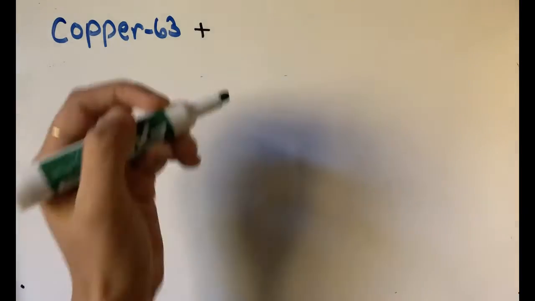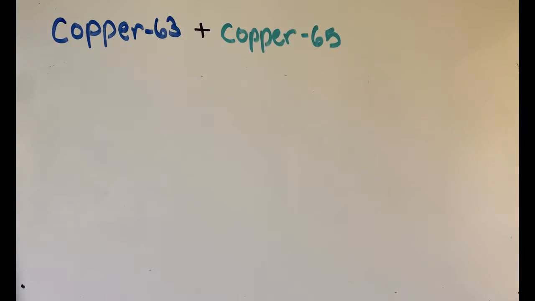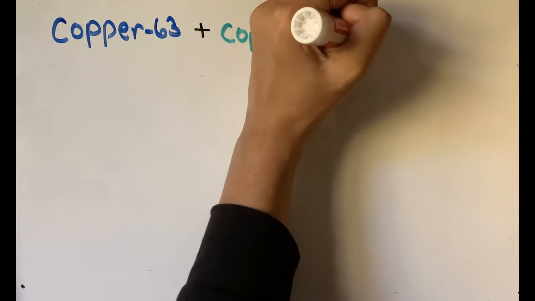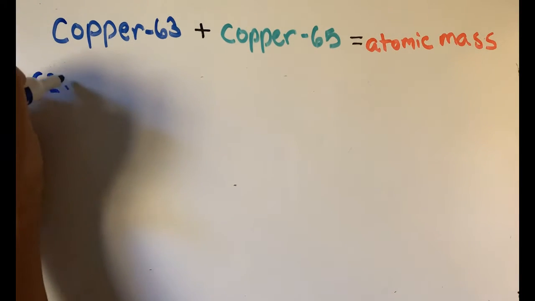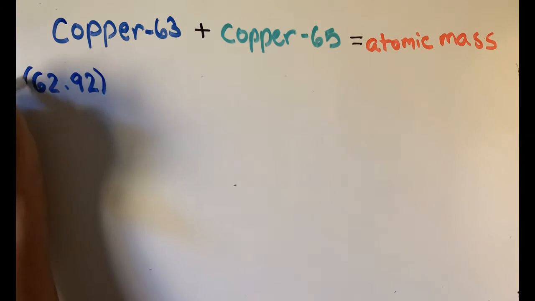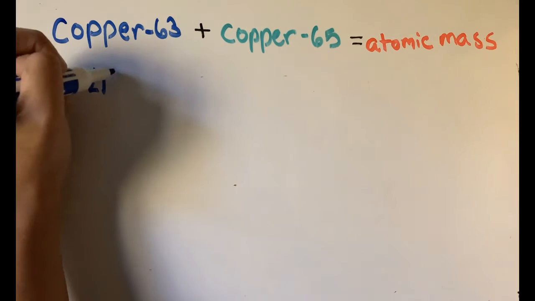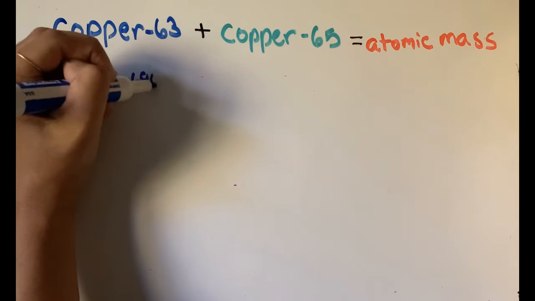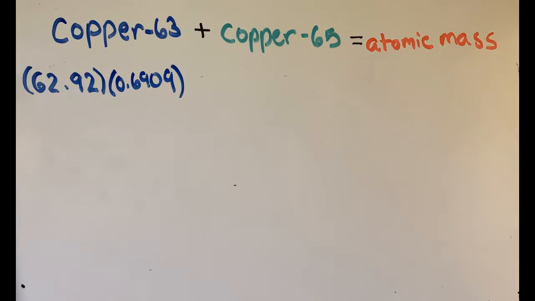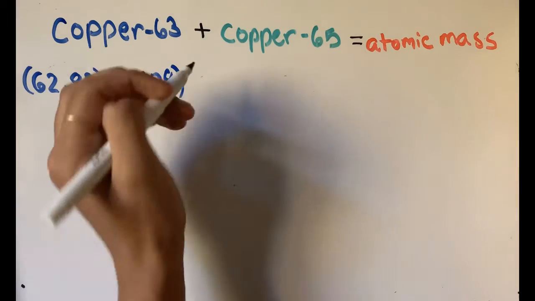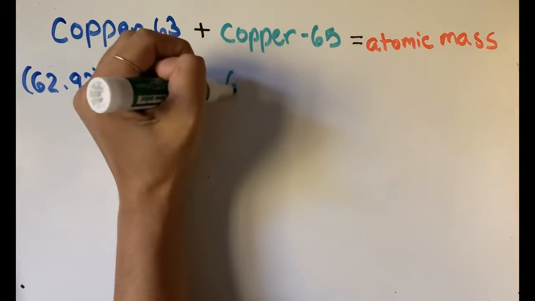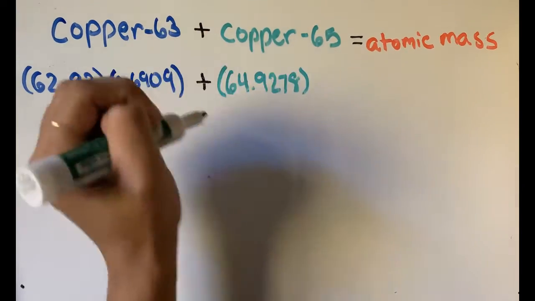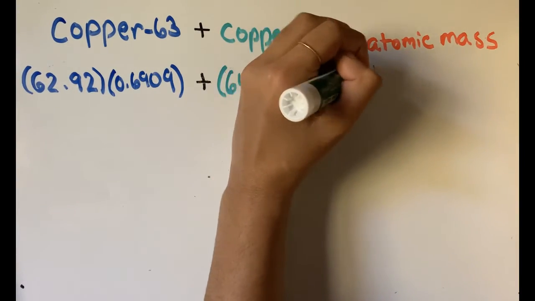First, let's look at the problem from our last video. We know that copper-63 and copper-65 combine to get the atomic mass of copper. Copper-63 actually weighs 62.92 AMU, and it makes up 69.09% of all copper, so we multiply it by 0.6909. Then we add that to copper-65, which is actually 64.9278 AMU. And multiply that by 0.3091.